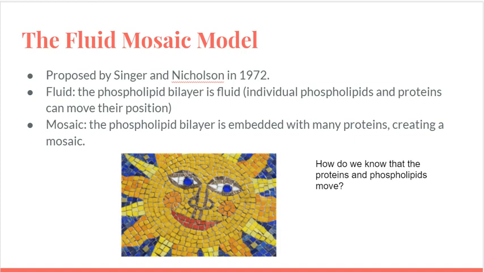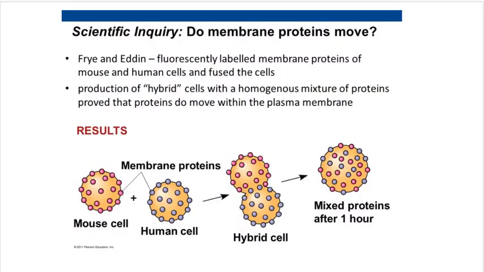Okay, it's a mosaic because it's kind of like a tile where we can see lots of different areas. As we saw in the last picture, there's lots of different things going on in the phospholipid layer. So we've got lots of patterns or things happening. But how did they figure this out? How do they know that stuff moves? Well, it's pretty crazy.